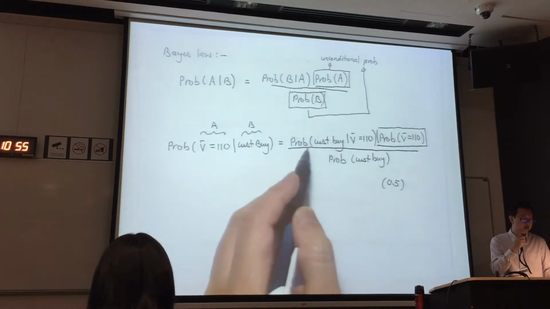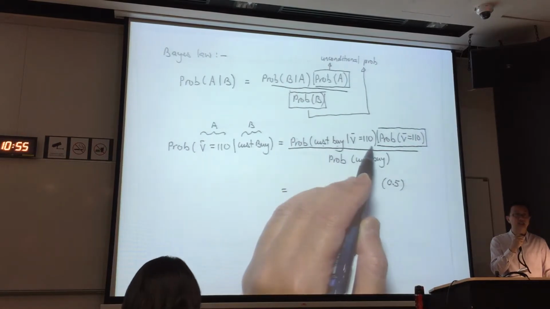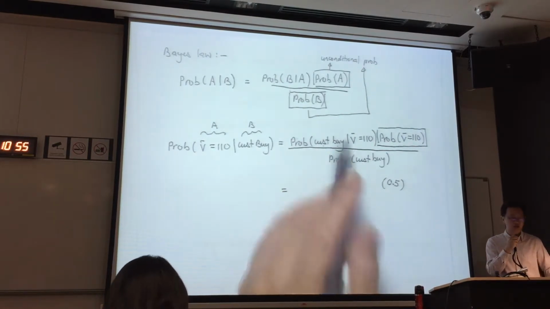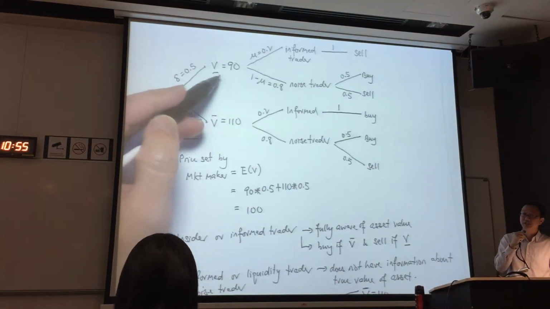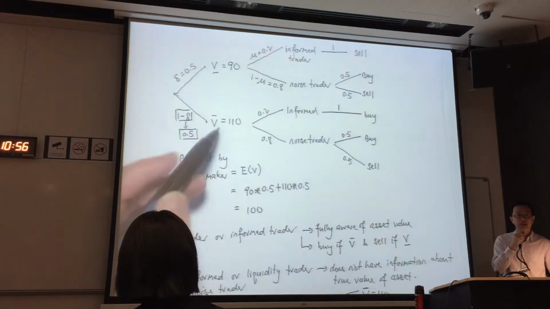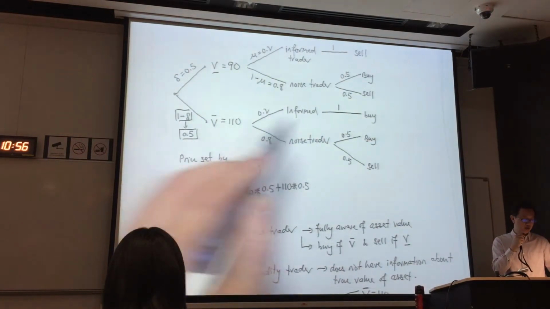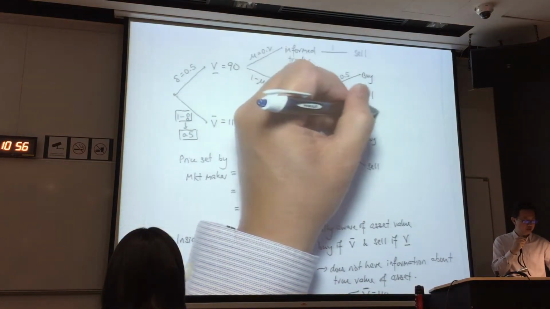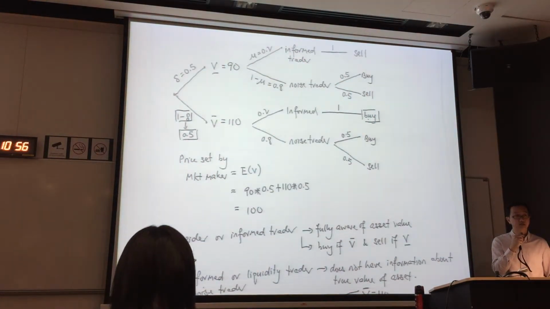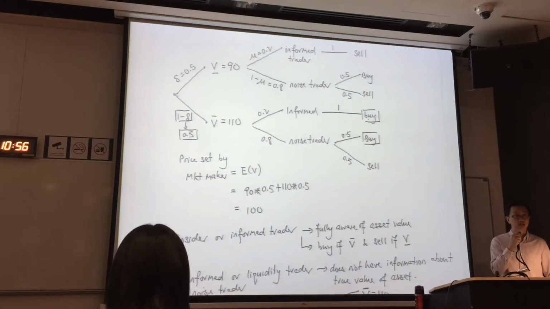Then we look at the probability where the customer chooses to buy, conditional on the value being 110. So now we look at this. We ignore this, because this is where the value is 90. We look at this, where the value is 110. When would the customer buy? Here and here, correct? The buy transaction could be executed by insiders. The buy transaction can also be executed by the noise traders. So we have to add the two probabilities together.